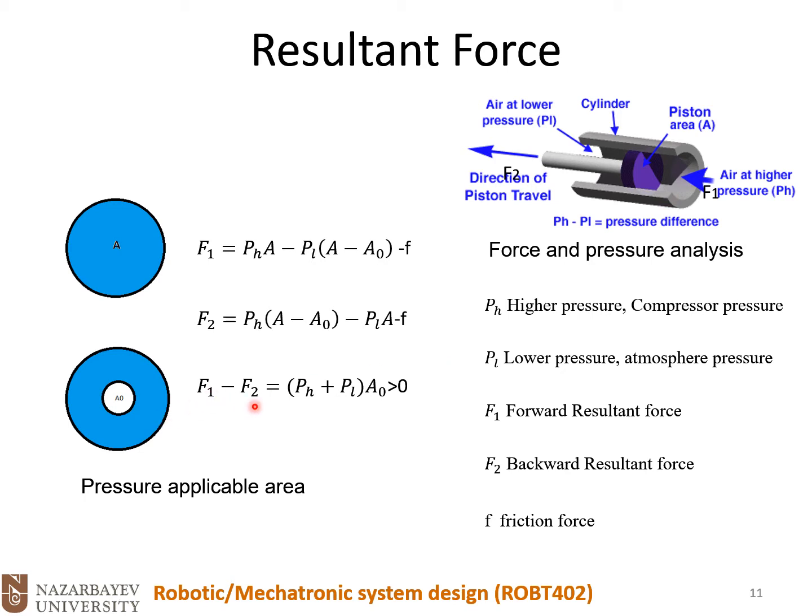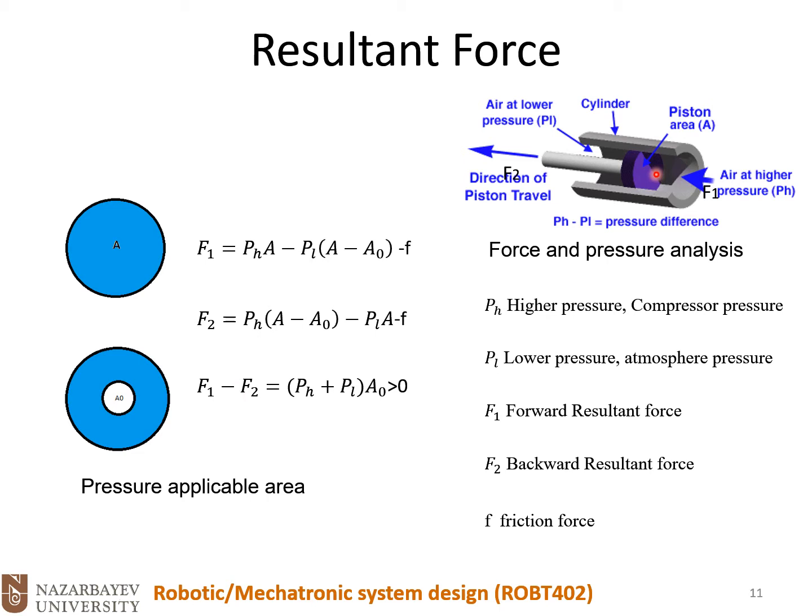So F1 minus F2 is equal to PH plus PL multiplied by A0, and that is bigger than 0. What we want to understand from all these calculations is that the forces on moving forward and backward are not equal.